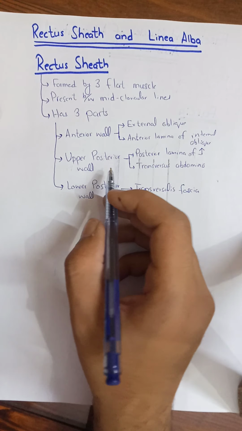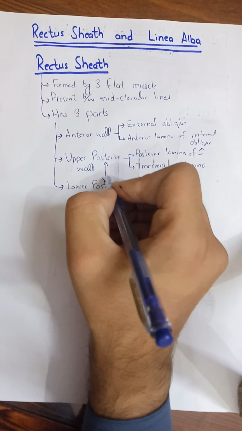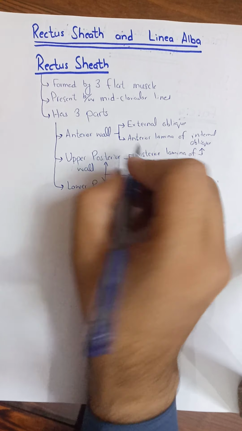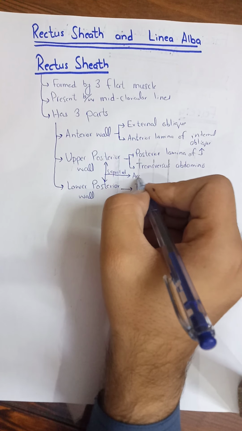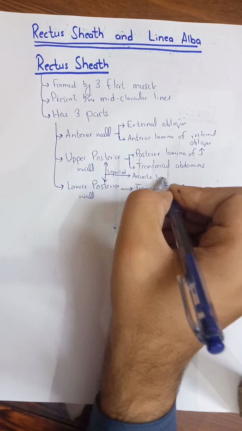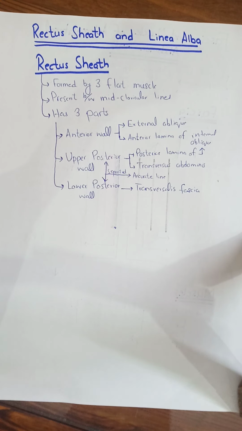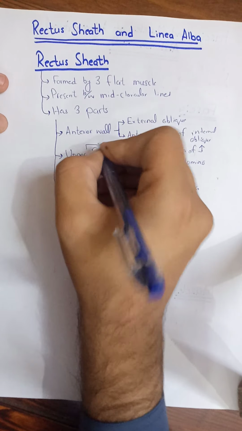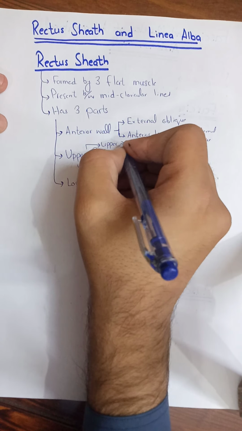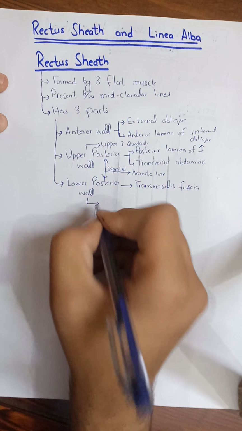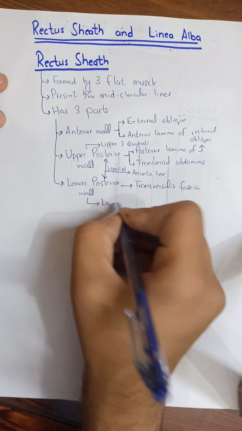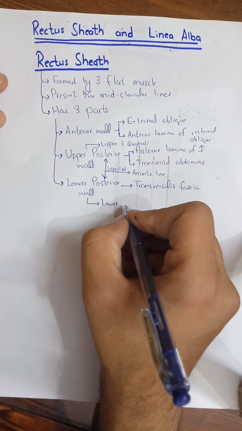Now the upper and the lower posterior walls are separated by an arcuate line. The upper posterior wall consists of the upper three quadrants of the rectus sheath, mainly covering it. And this lower posterior wall covers the lower one quadrant, meaning it covers a lesser area.